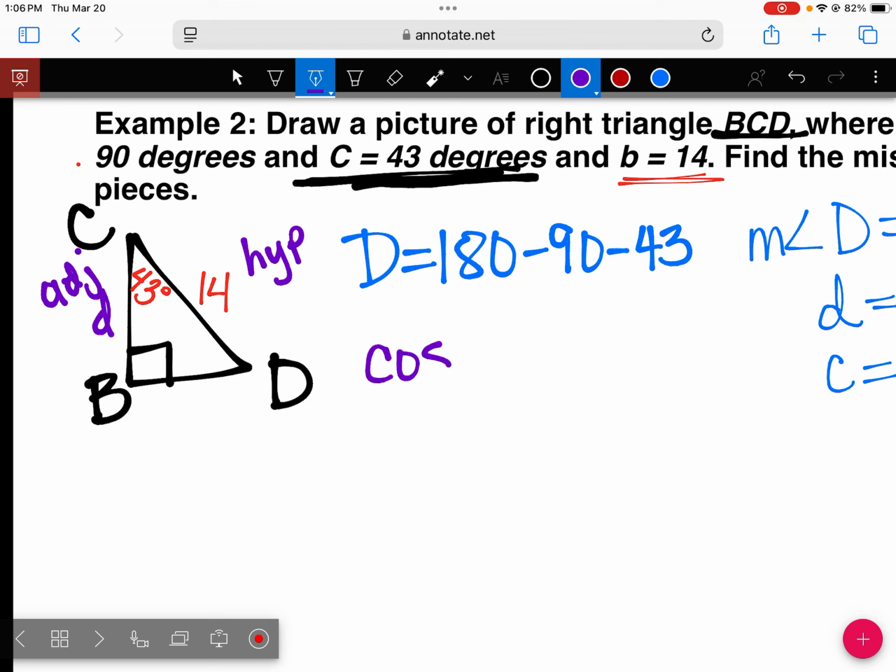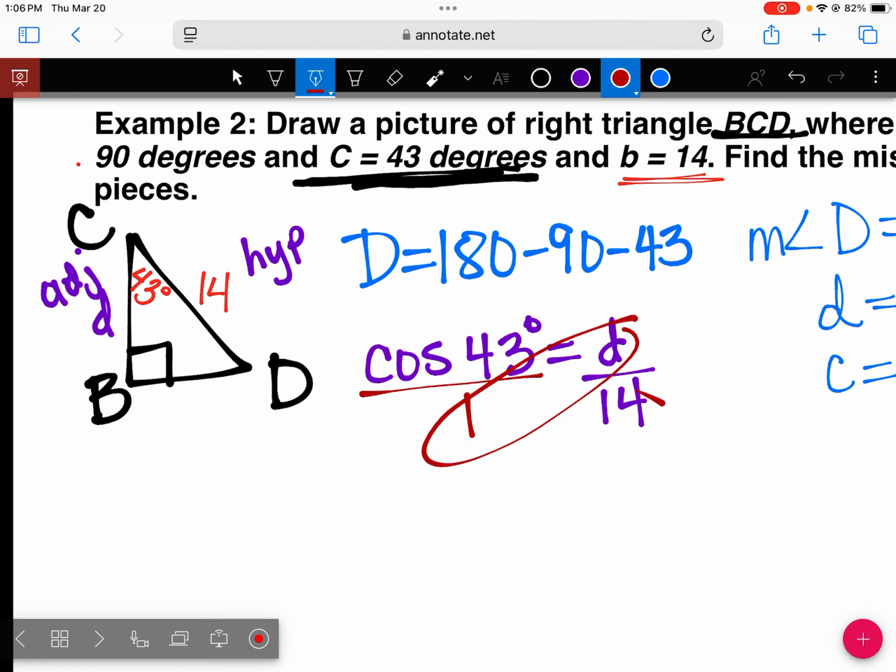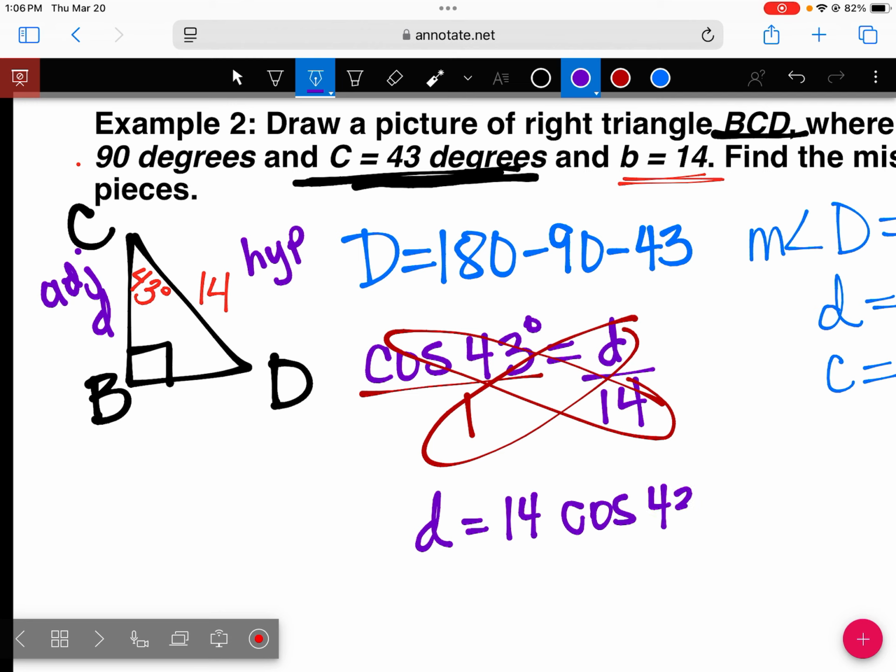So cosine of 43 degrees equals adjacent over hypotenuse. Let's put this over 1, cross multiply, and you should get that D equals 14 times the cosine of 43 degrees. Go ahead and type that in.